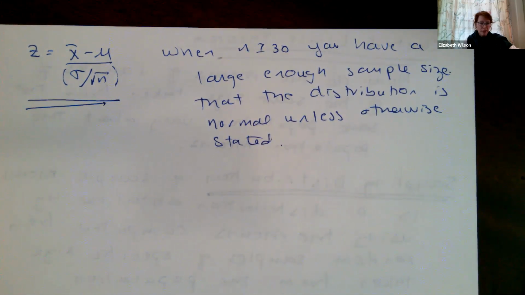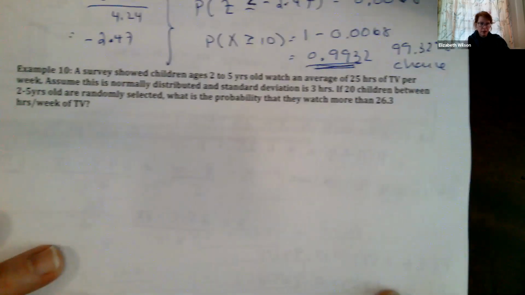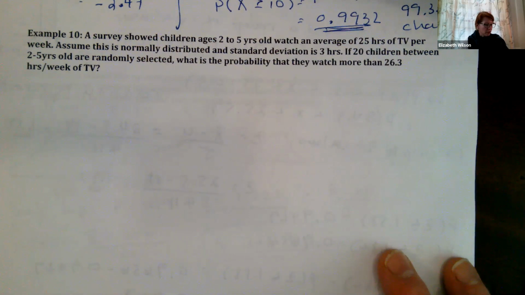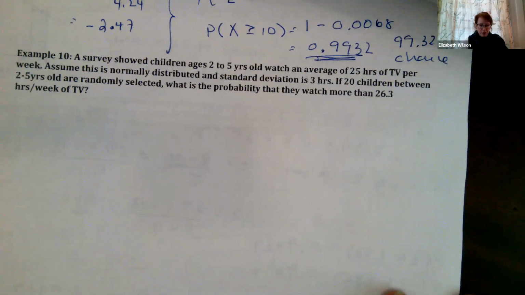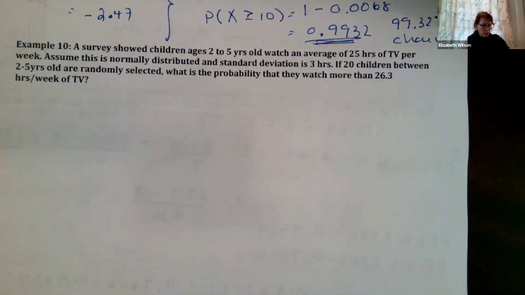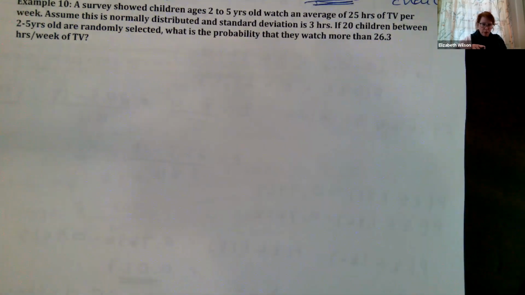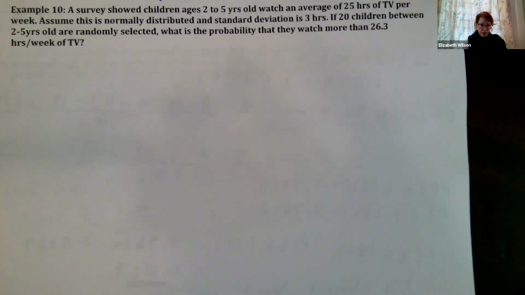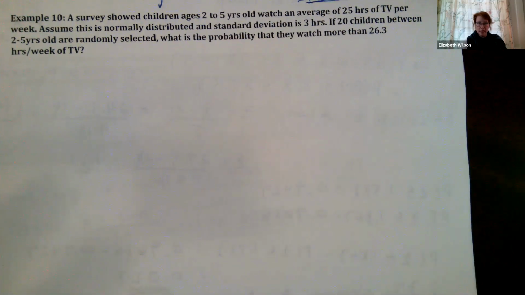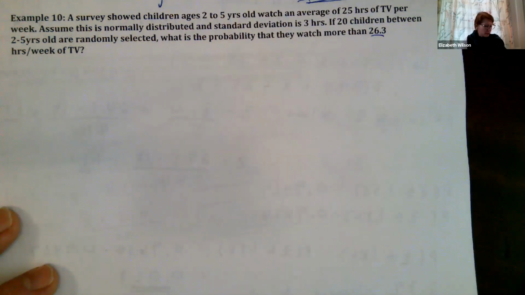Okay. All right. So with that, I'm pulling out my example sheet and looking at example number 10. The survey shows children ages 2 to 5 years old watch an average of 25 hours of TV per week. And we're going to assume that the data is normally distributed and it has a standard deviation of 3 hours. Now 20 children in this age group are selected. What's the probability that they watch more than 26.3 hours of TV per week?